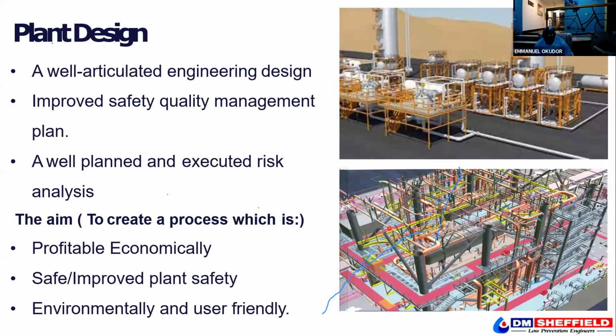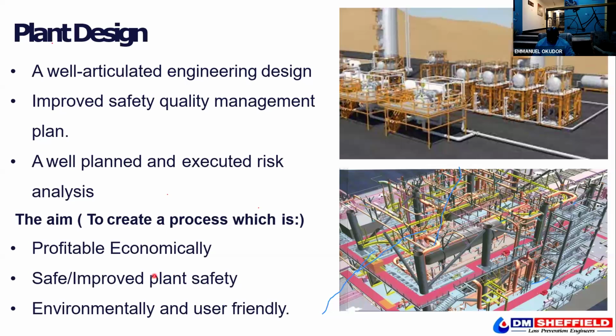Of course, plant design is to make it economically profitable, but also to improve safety. The safety we're talking about here is plant safety, right? And it also has to be environmentally friendly. Now, these are the major objectives or features of a good plant design. Another one is to have them well spaced out, because spacing by itself is safety in terms of process safety of a plant.